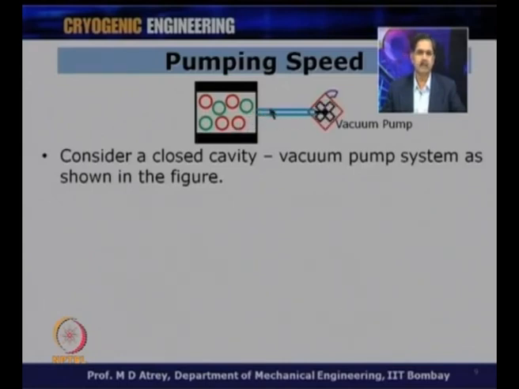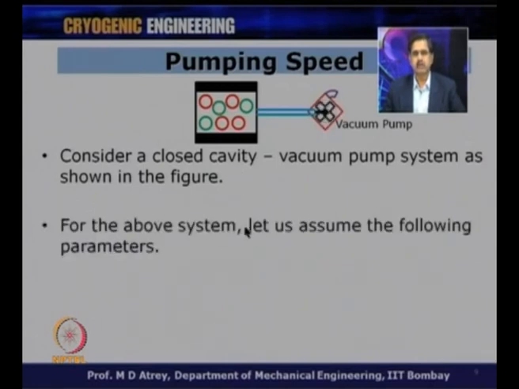This pipe can have different diameters, different elbows, different joints, and corresponding to that we will have a different overall conductance for this pipe. So, you can see a closed cavity vacuum pump system as shown in this figure. For the above system, let us assume the following parameters.